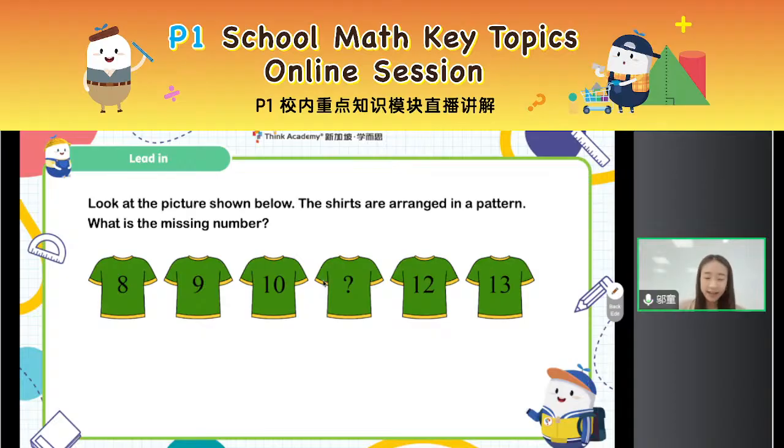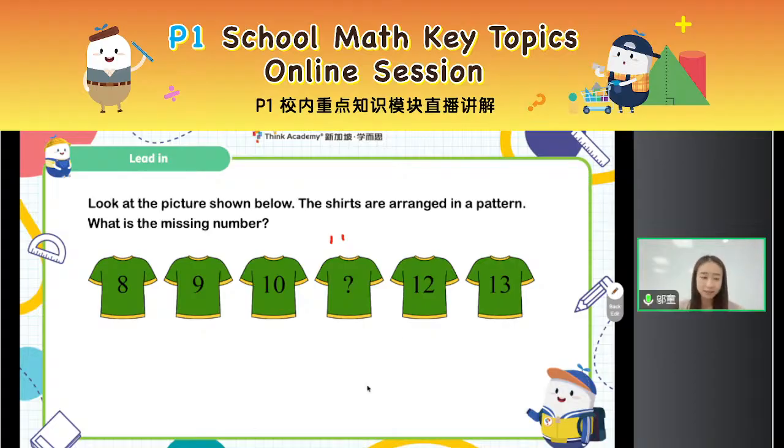If you know the answer, you can type it in the chat box. How many is missing in the blank? Well, that's very easy, right? I'm sure many of you know the answer. Oh, good job. It is 11, between 10 and 12. So for such numbers, 8, 9, 10, 11, 12, 13, we call this a typical number pattern.